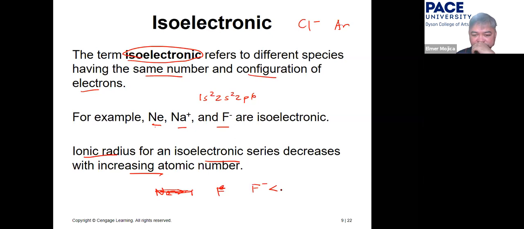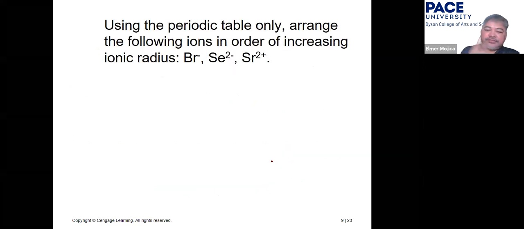So chloride is bigger than Ne, and that is bigger than Na+. Why? Because there's an increasing atomic number from left to right. And it says there, the ionic radius decreases with increasing atomic number. Or we could put it like this. So how are you going to arrange them in increasing ionic radius?